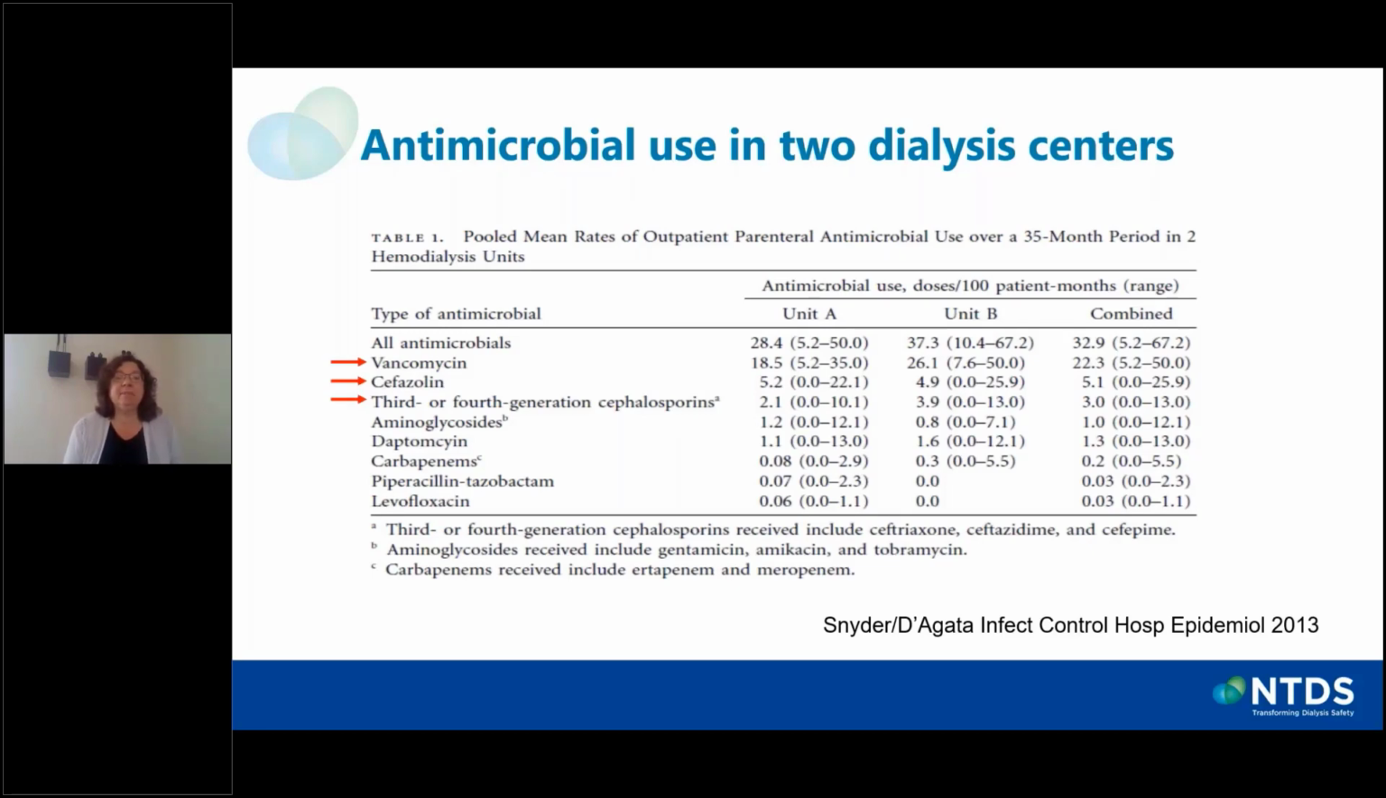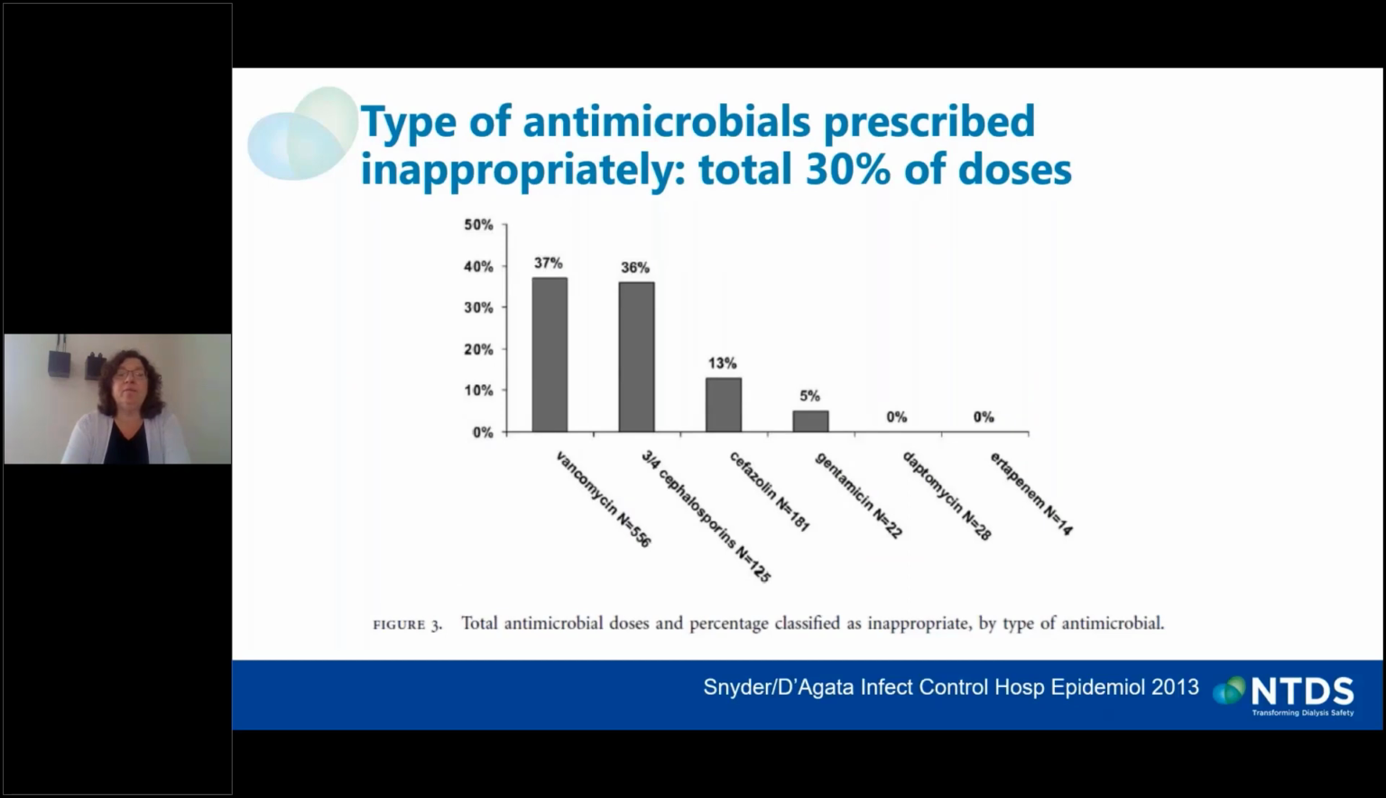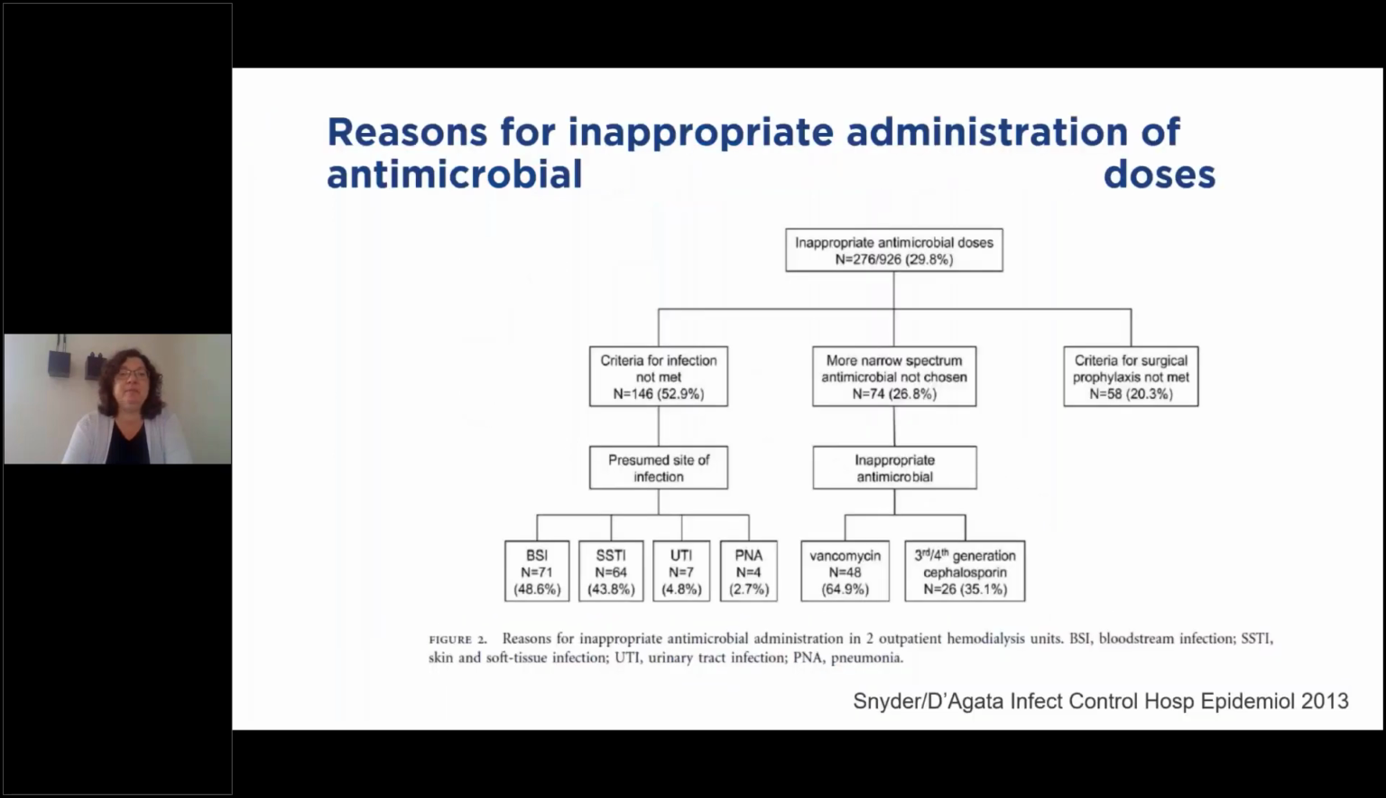The three most common antimicrobials used in outpatient dialysis units are vancomycin, followed by cefazolin, and third and fourth generation cephalosporins like ceftriaxone or cefepime. And we know from several studies that about 30% of doses prescribed in the outpatient dialysis setting are not indicated, and this is based on national guidelines. And the most commonly inappropriately prescribed antimicrobials, number one is vancomycin, but a close second are the third and fourth generation cephalosporins, and then at 13% cefazolin.